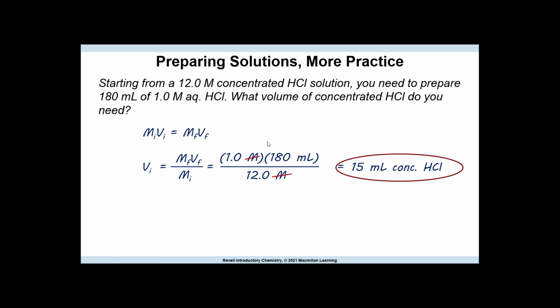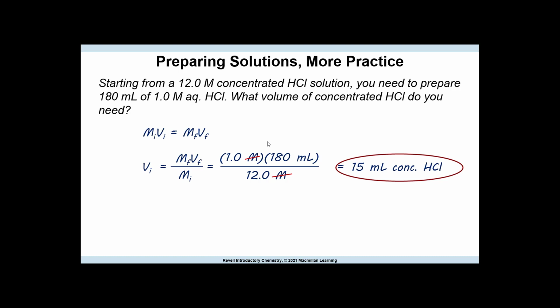Starting from a 12 molar concentrated HCl solution, you need to prepare 180 mL of 1 molar aqueous HCl, hydrochloric acid. What volume of concentrated HCl do you need? So in this case, it's the same. Make sure you pull out what's the initial, what's the final, and then solve the equation. Isolate the equation first before you plug everything in. So in this case, we have 1 molar times 180 mL over 12 molar. Now the molars, the concentration, are going to cancel out, which is what we want because we want the volume, which we can leave in 180 mL in this case.